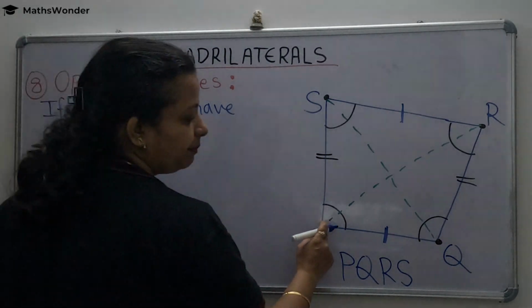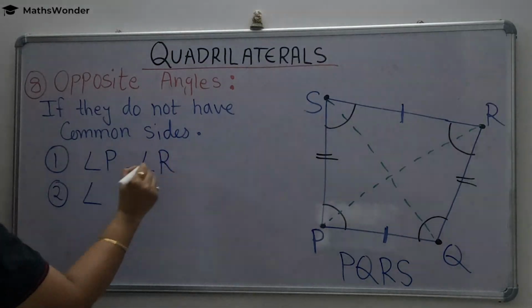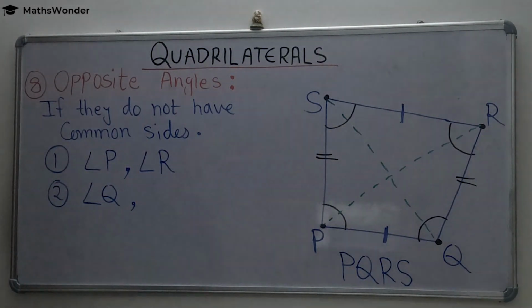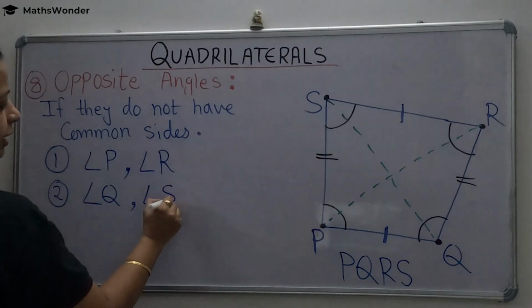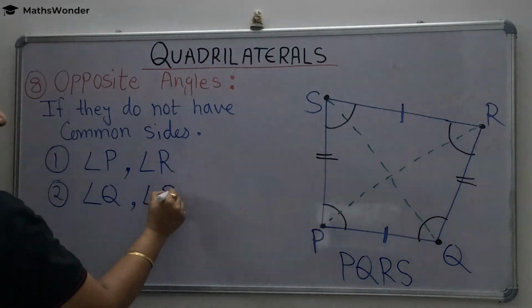So opposite angle of P is R. R, yeah. And Q is opposite to? Q is opposite to S. Absolutely correct. So we can make only 2 pairs of opposite angles and 2 pairs of opposite sides.